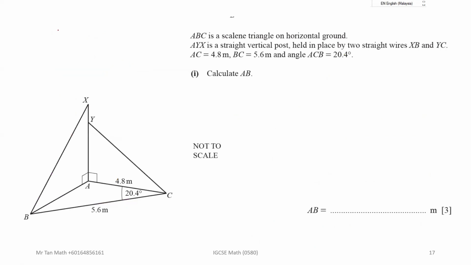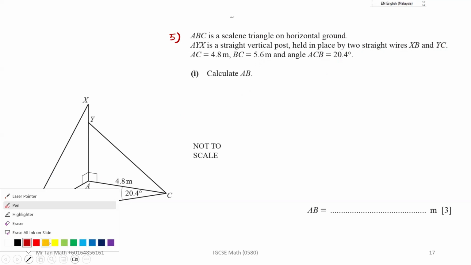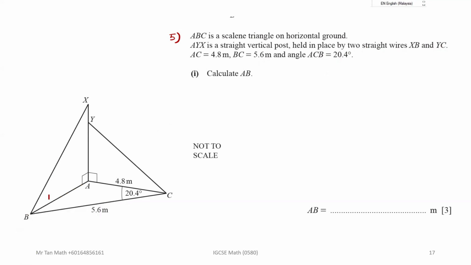Question number 5. ABC is a scalene triangle on horizontal ground. AYX is a straight line, a vertical post, held in place by two straight wires, wire XB and YC. AC is 4.8, BC is 5.6, and angle ACB is 20.4. Calculate AB. So just focus on the triangle.